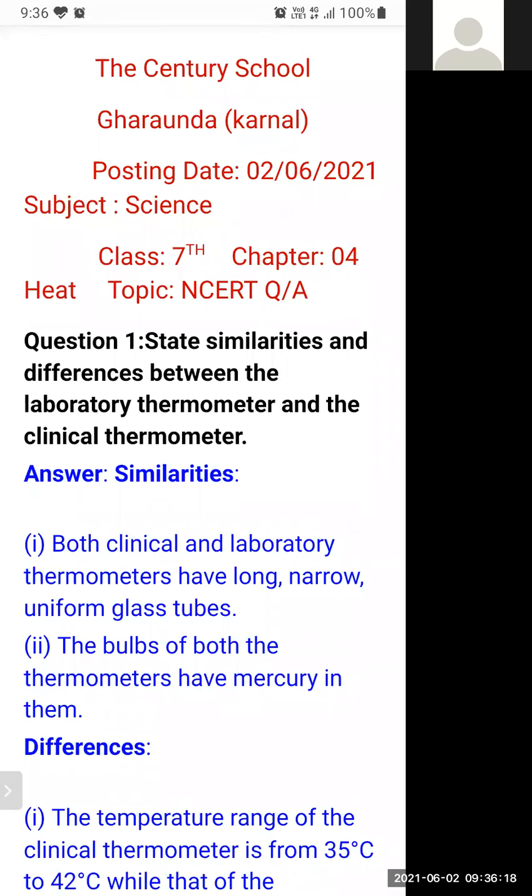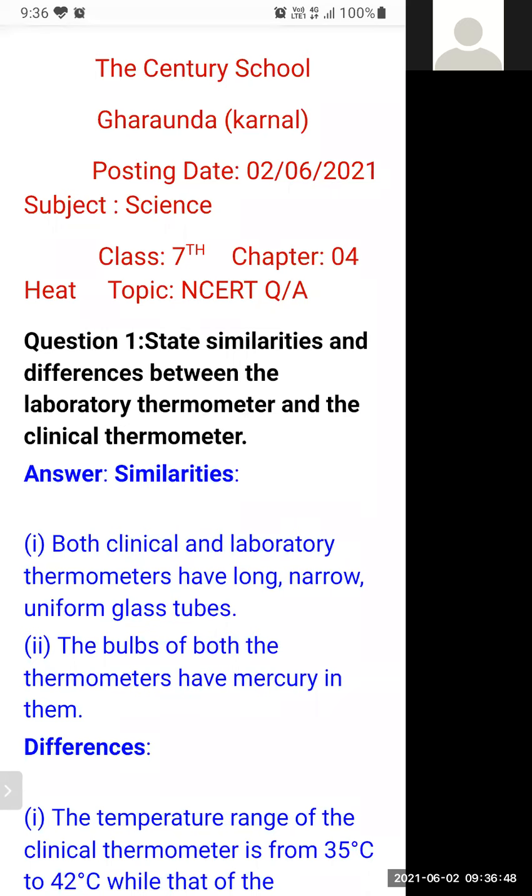So today we are going to learn NCERT question answers of chapter 4, Heat. We have already discussed heat and many topics. Now there are some question answers based on this topic, heat. So let's start. Question number one.